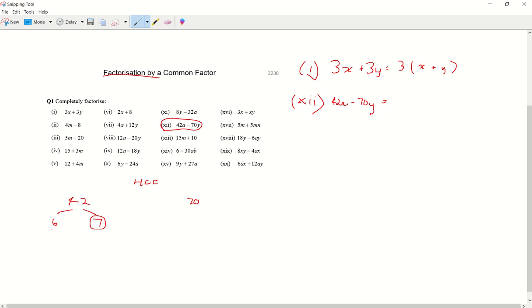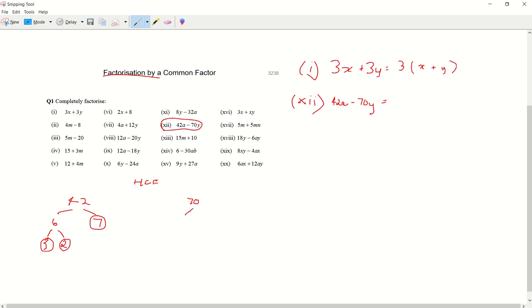6, there can be 1 and 6, but it could also be 3 and 2. They're both prime numbers. There are no other numbers that multiply to give 3 other than 3 and 1. It's a prime number. Same for 2. There's no other numbers that multiply together to give 2 other than 2 and 1. So it's a prime number.